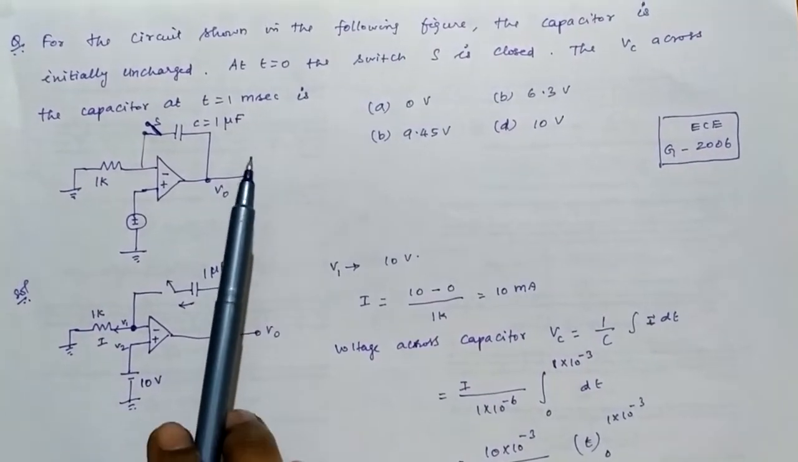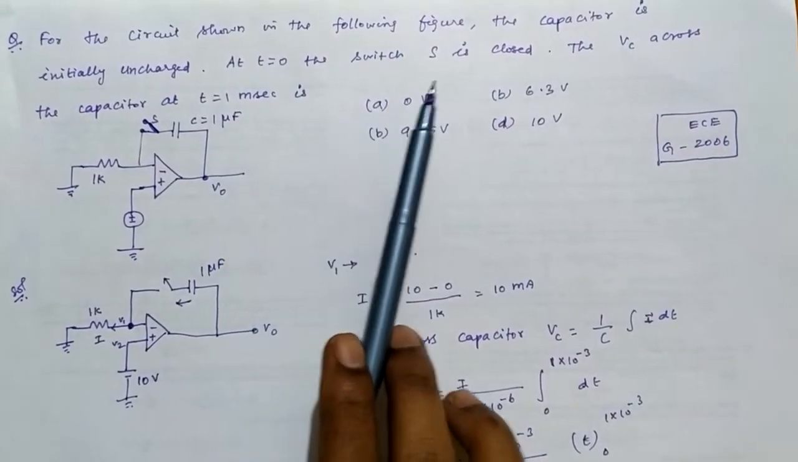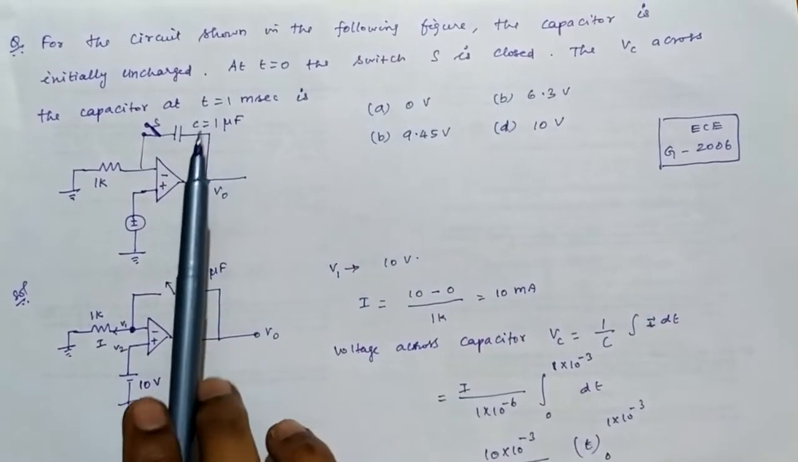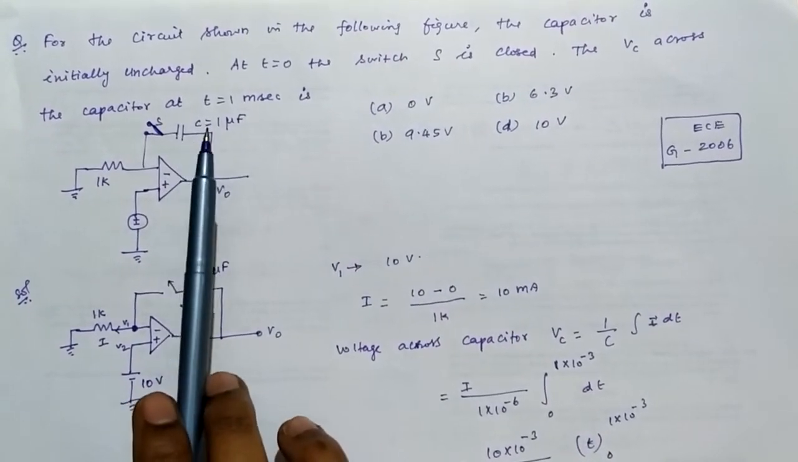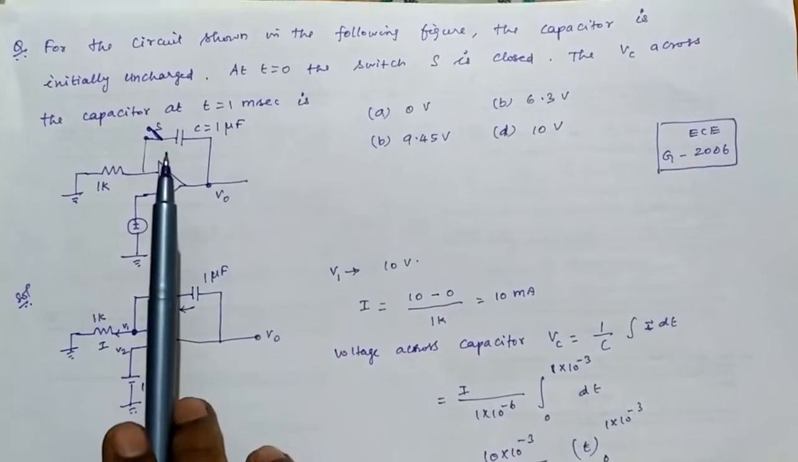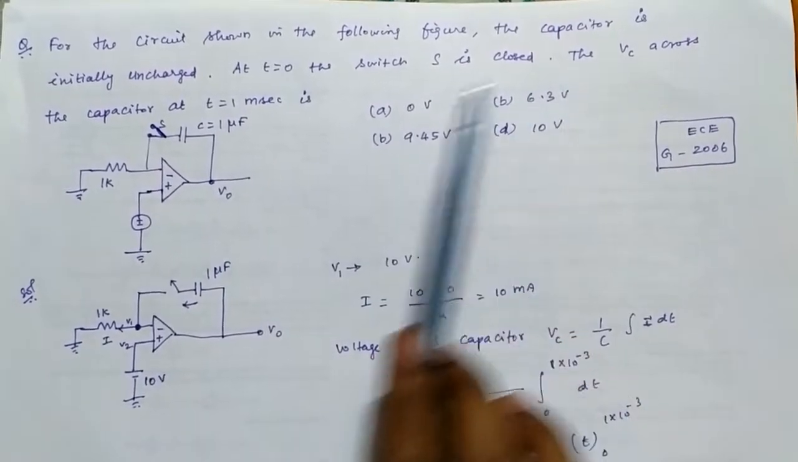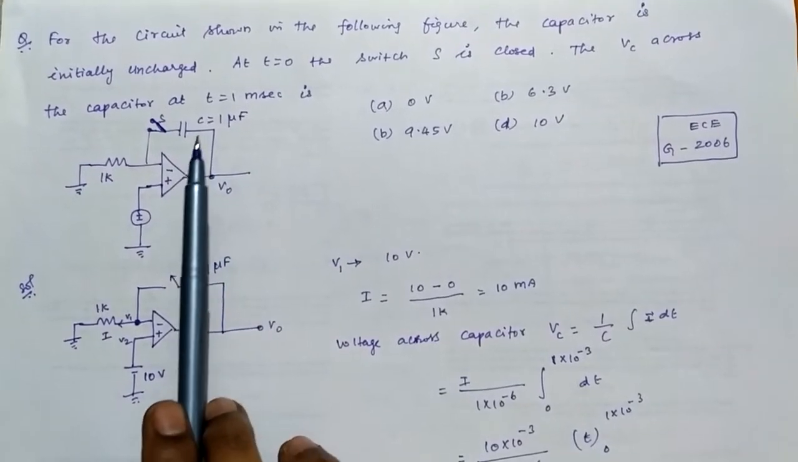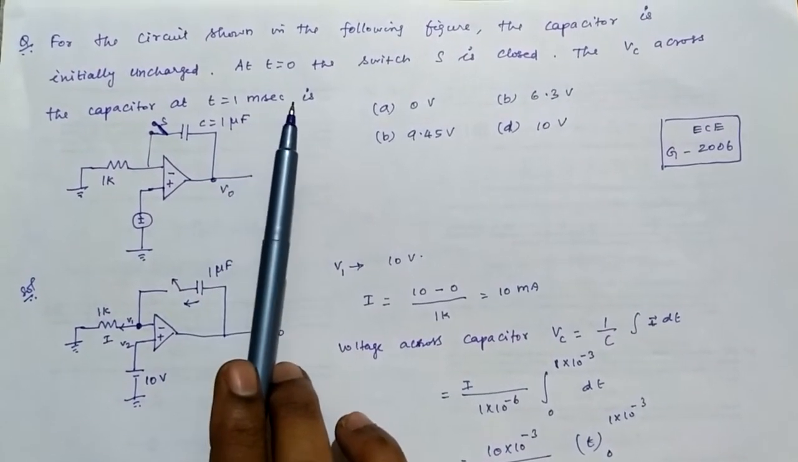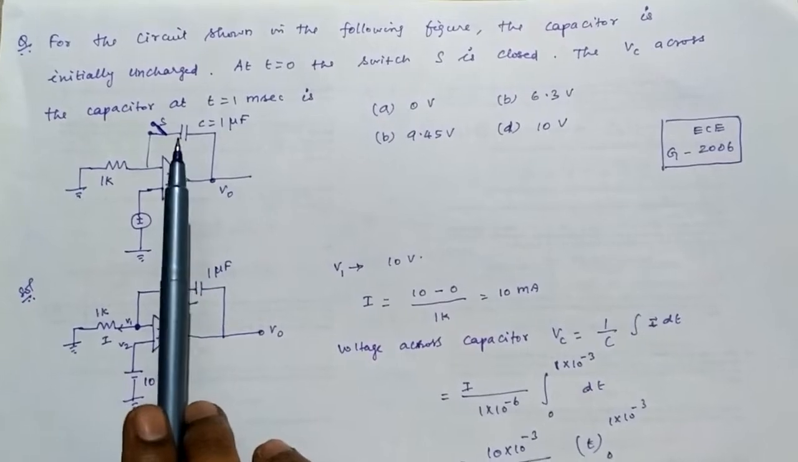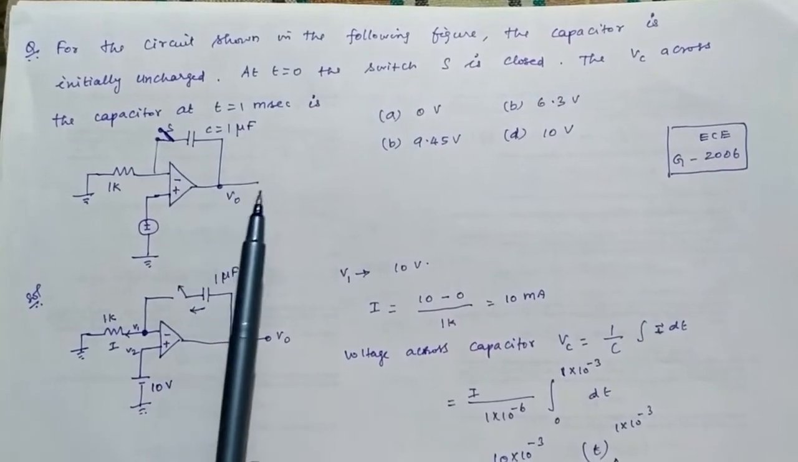Next question. The circuit is shown below. The capacitor is initially uncharged. There is no charge in the capacitor. At t equal to 0, this switch is closed. What will be the voltage across this capacitor after 1 millisecond?